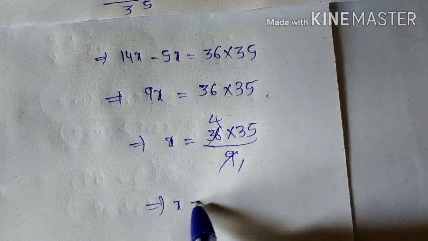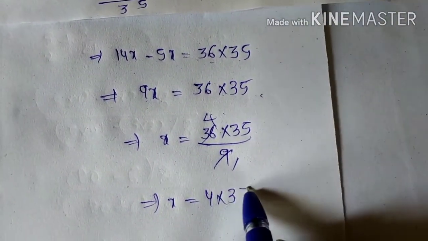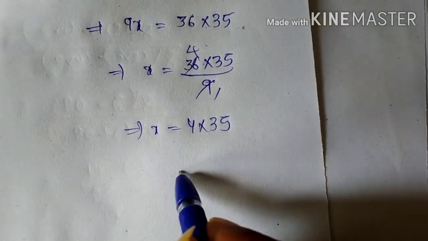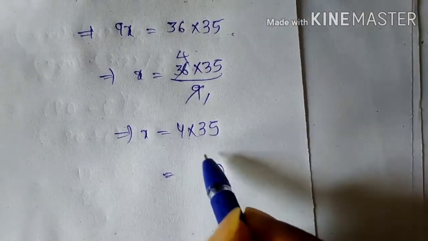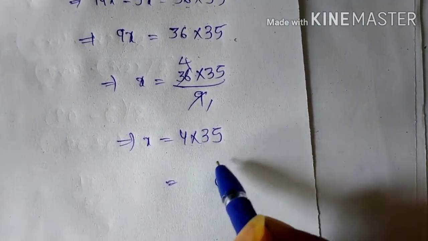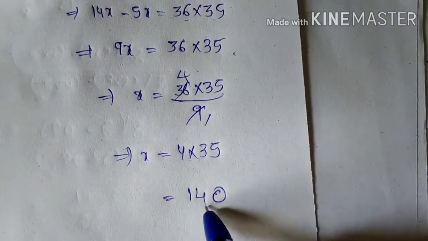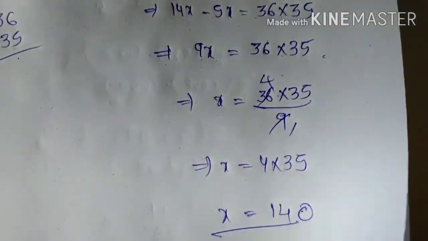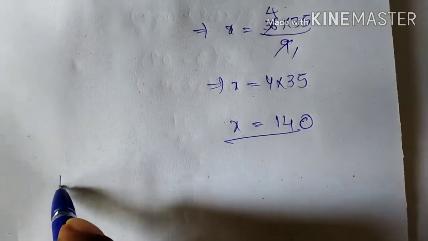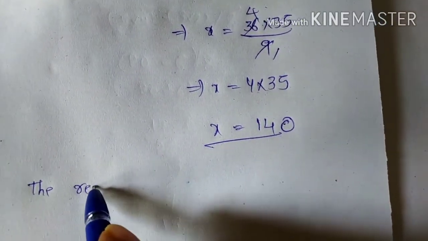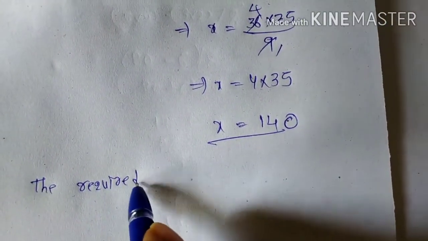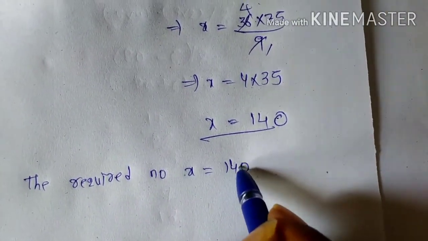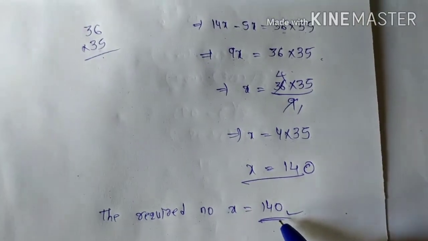See here I am writing x is equal to 4 into 35. 4 into 35 means you can do the multiplication now. See here, x is equal to 4 5 how much? 20. 4 3 how much? 12. 12 plus 2 how much? 14. That means x is equal to how much? 140. That means the required number x is equal to 140. 140 is your answer.